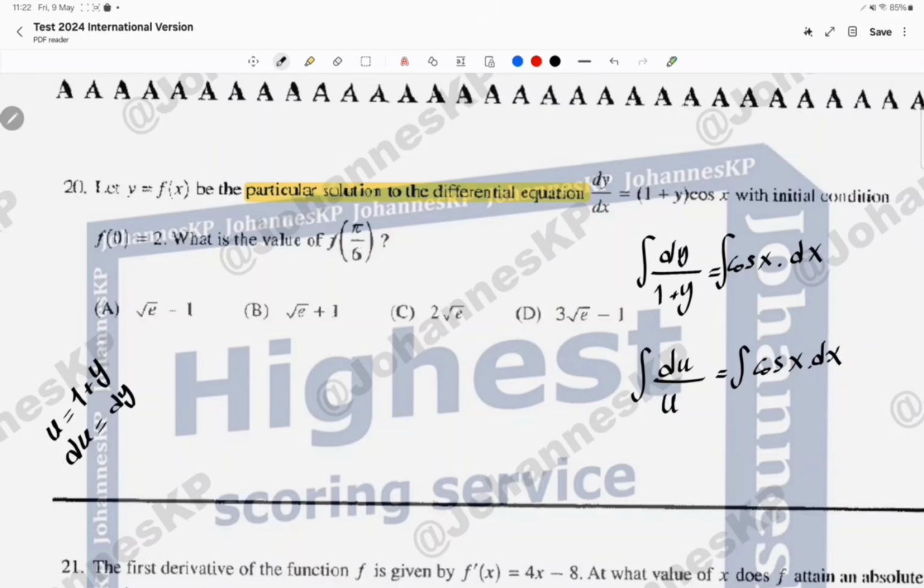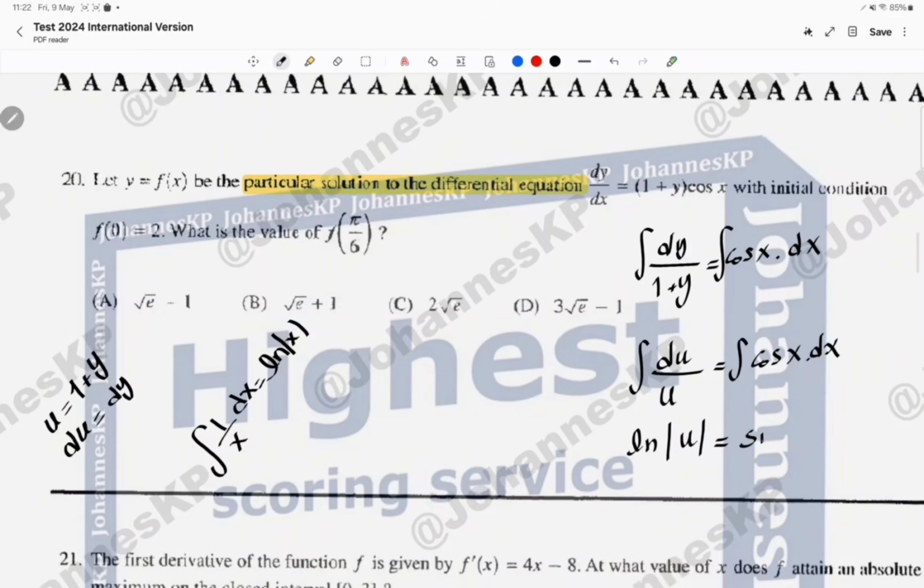You know what happens when you integrate 1 over x when it's in the bottom, right? What do you get? Ln. So I'll get ln of u. And when you integrate cosine, what do you get? Sine. Not negative, just sine. Now you can replace the u with 1 plus y again. So ln of the absolute value of 1 plus y equals sine x plus c. Now, since my y is 2, 1 plus 2 is 3. So since the inside is positive, remove the absolute value.